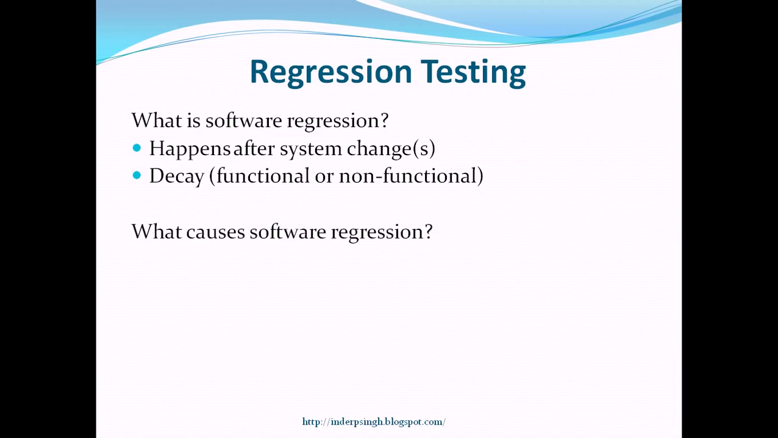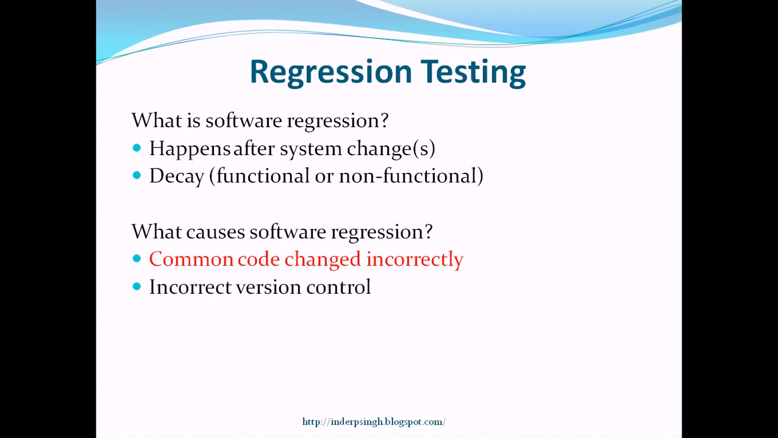Now the next question is, what causes software regression? One of the more common causes of software regression is that the common code being used by the different software components is changed incorrectly. So whereas the component is working fine with one feature, it may not work fine with other features.